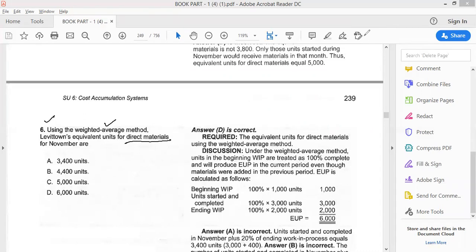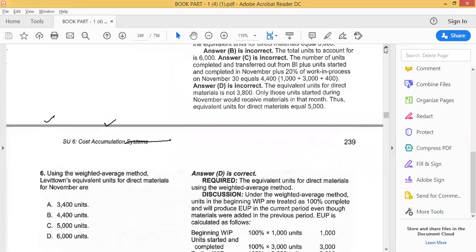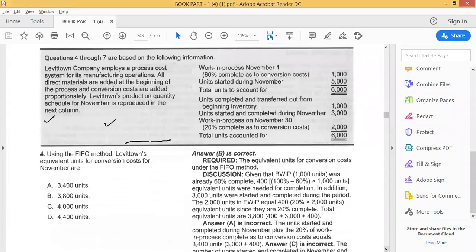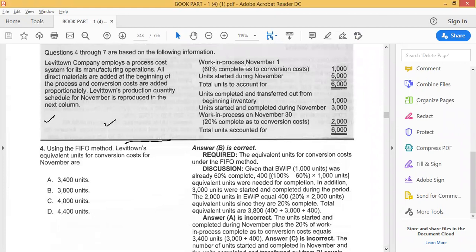Students will go through the same information because you can see it in the book as well. He gave the data for multiple questions. So what we will do now is solve the same question by using the weighted average method. By using the weighted average method, we have to calculate the equivalent units of production for materials.